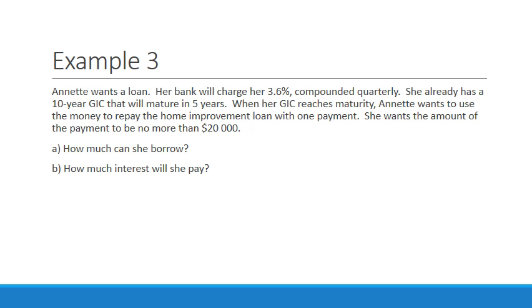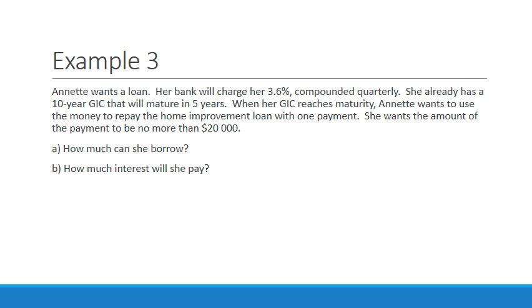Example 3. Annette wants a loan. Her bank will charge her 3.6% compounded quarterly. She already has a 10-year GIC that will mature in 5 years. When her GIC reaches maturity, Annette wants to use the money to repay the home improvement loan with one payment. She wants the amount of the payment to be no more than $20,000. How much can she borrow?